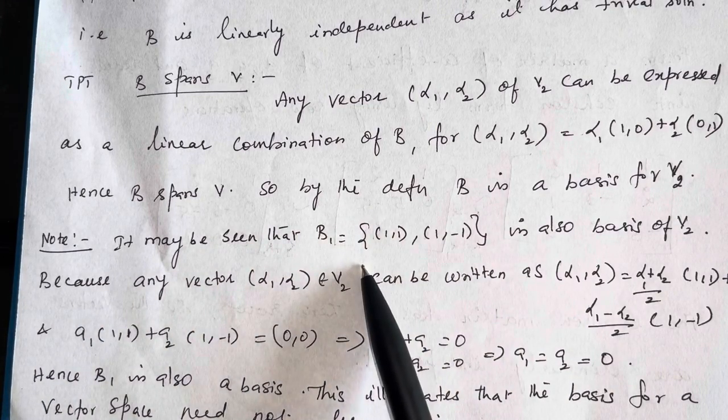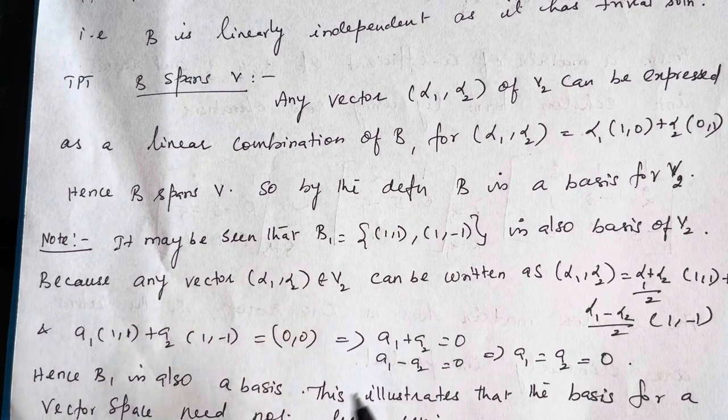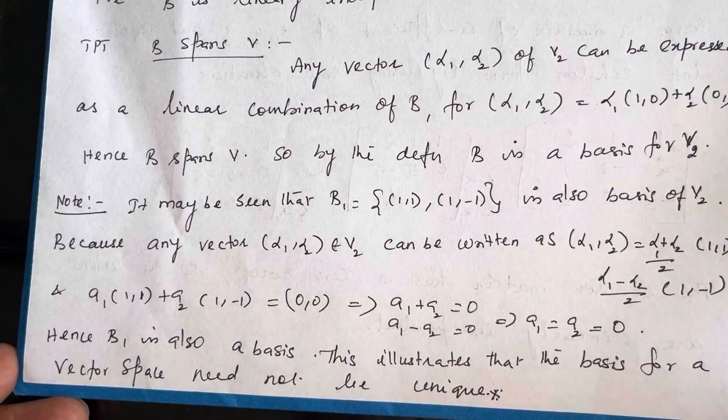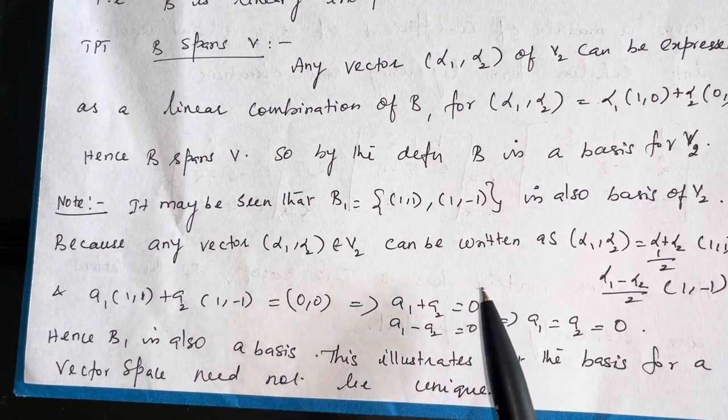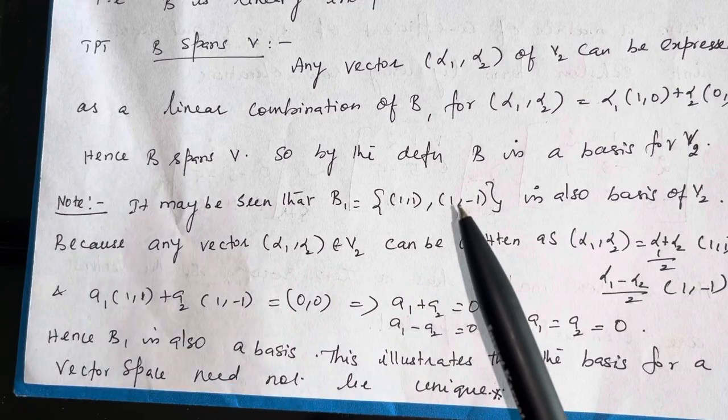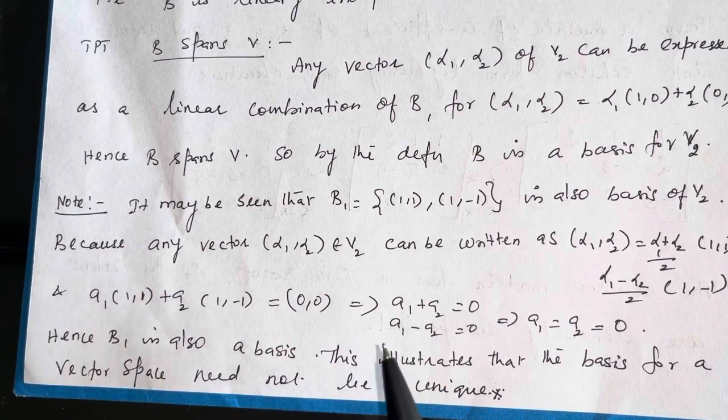From this we can conclude that the basis for a vector space need not be unique. Not necessarily do we need to have only one basis in a vector space. It is possible to have more than one basis. That is why I have given this example.